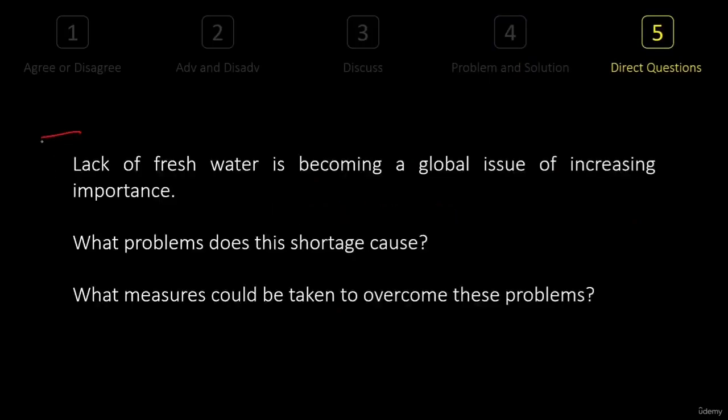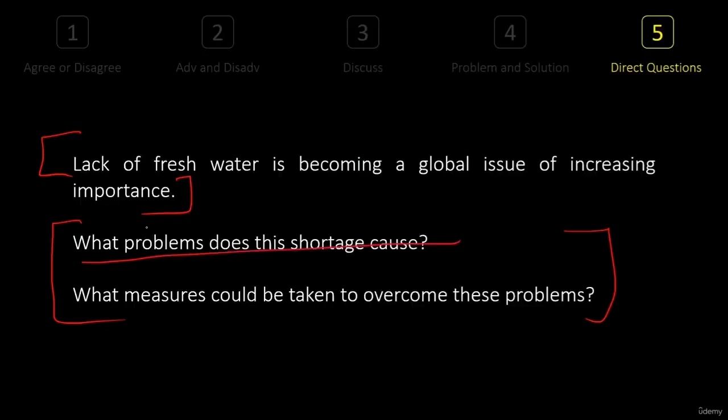Here you will be given a statement like this. Lack of fresh water is becoming a global issue of increasing importance. What problems does this shortage cause? And second, what measures could be taken to overcome these problems? Now, this looks like problem solution. Sorry, but remember, they can change this.